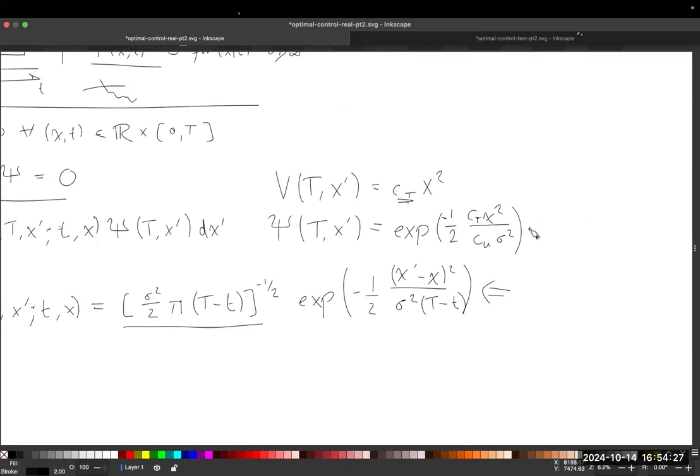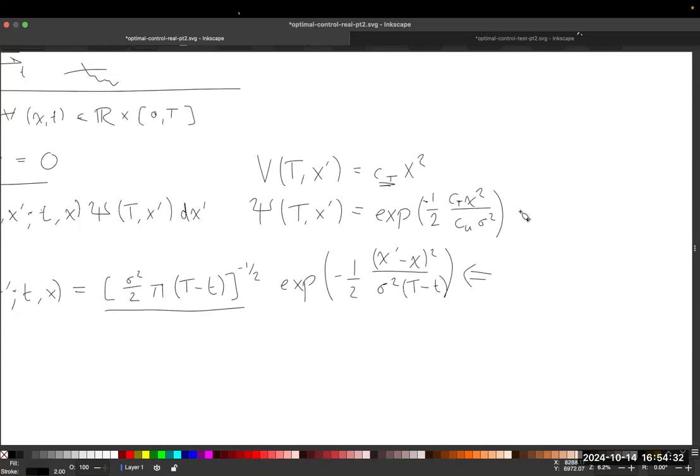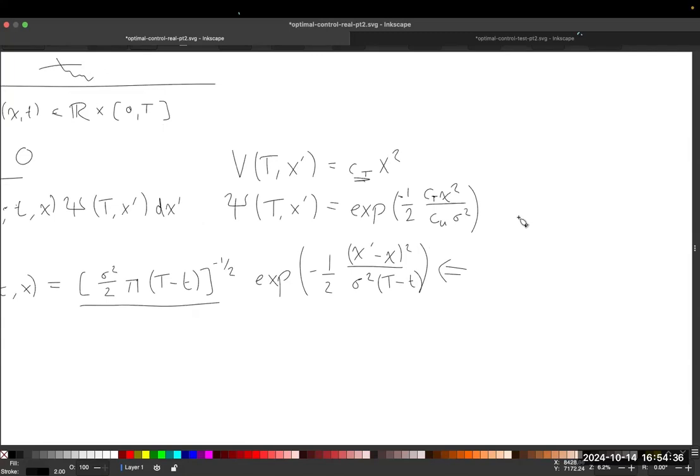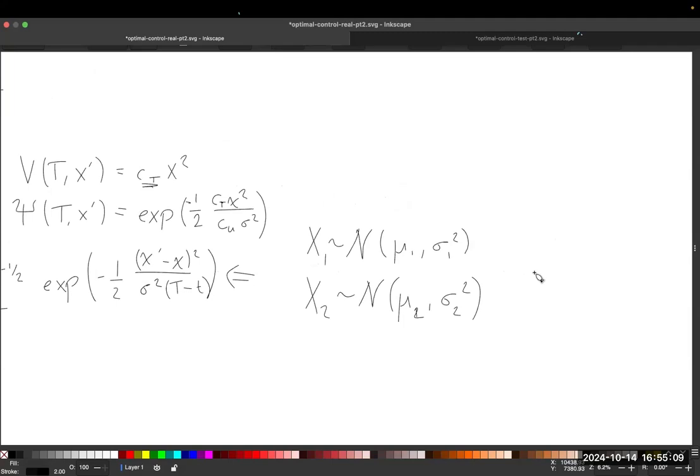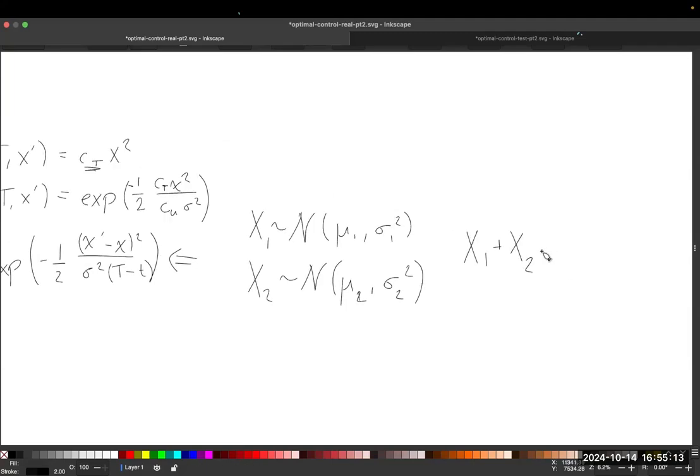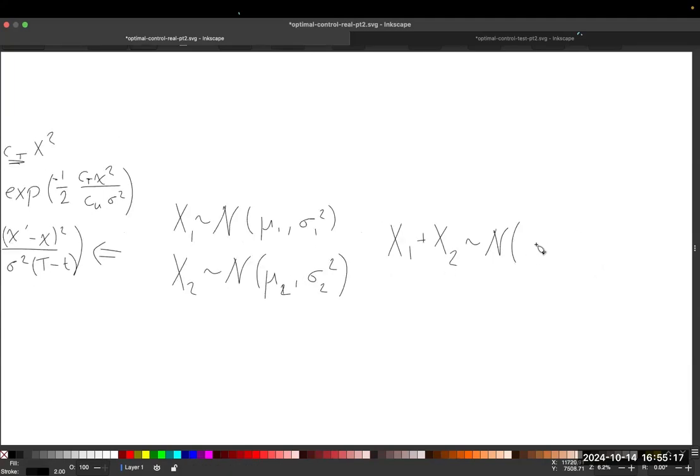And we have this nice fact that's very familiar to probabilists, which is that if we add two independent normally distributed random variables, x1 is normally distributed with mean mu1 and variance sigma 1 squared, and x2 is normally distributed with mean mu2 and variance sigma 2 squared, then the sum x1 plus x2 is normally distributed with mean mu1 plus mu2 and variance sigma 1 squared plus sigma 2 squared.